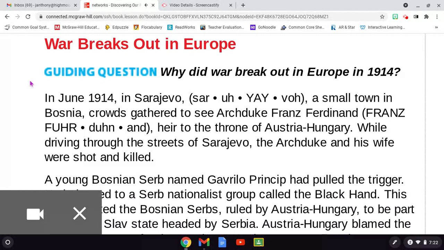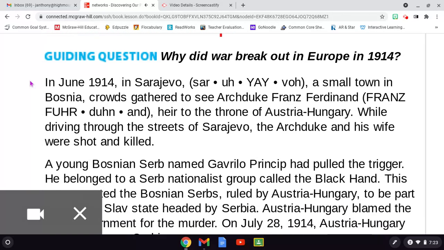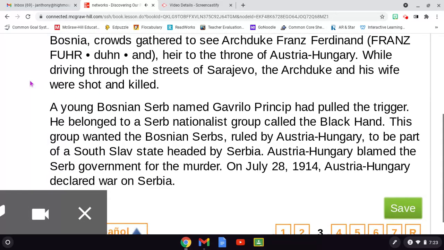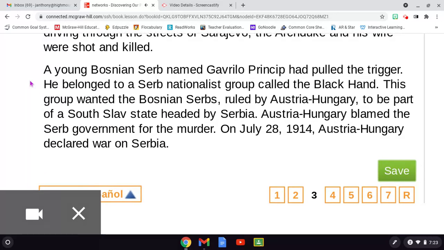War breaks out in Europe. Guiding question: Why did war break out in Europe in 1914? In June 1914, in Sarajevo, a small town in Bosnia, crowds gathered to see Archduke Franz Ferdinand, heir to the throne of Austria-Hungary. While driving through the streets of Sarajevo, the Archduke and his wife were shot and killed. A young Bosnian Serb named Gavrilo Princip had pulled the trigger. He belonged to a Serb nationalist group called the Black Hand. This group wanted the Bosnian Serbs, ruled by Austria-Hungary, to be part of a South Slav state headed by Serbia.